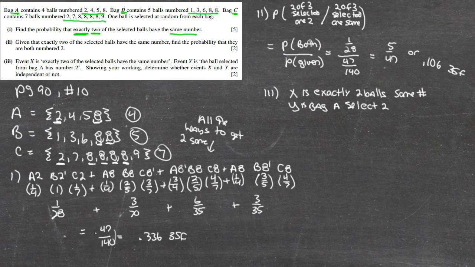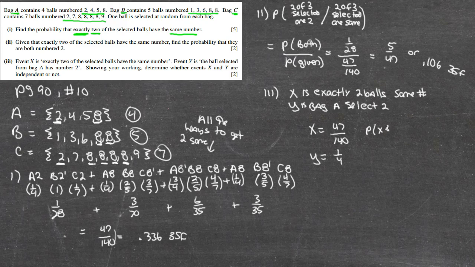So let's go back over to our problem. We've got to see if we can multiply these two probabilities separately. So the probability of X is going to be 47 over 140. We've already figured that out. If you want to take a minute and pause this video and read part 2 and see if you can understand why they are the same. So now what we've got to do is figure out the probability of Y. Well, there's only one 2 in bag A, so that's 1 out of 4 balls, it's 1/4.